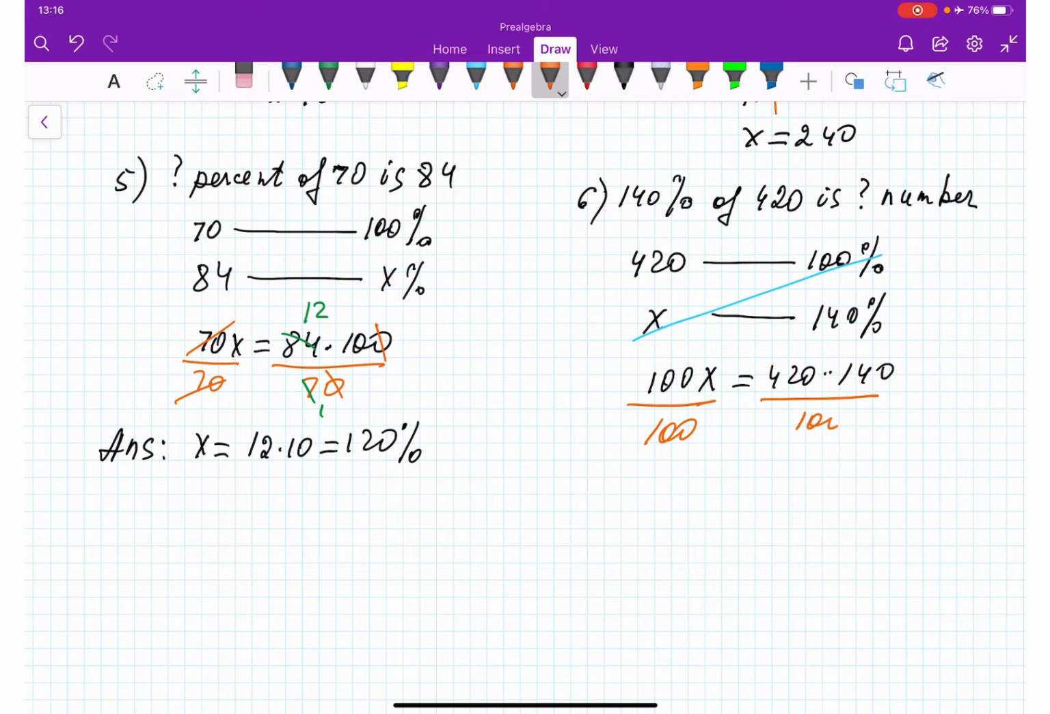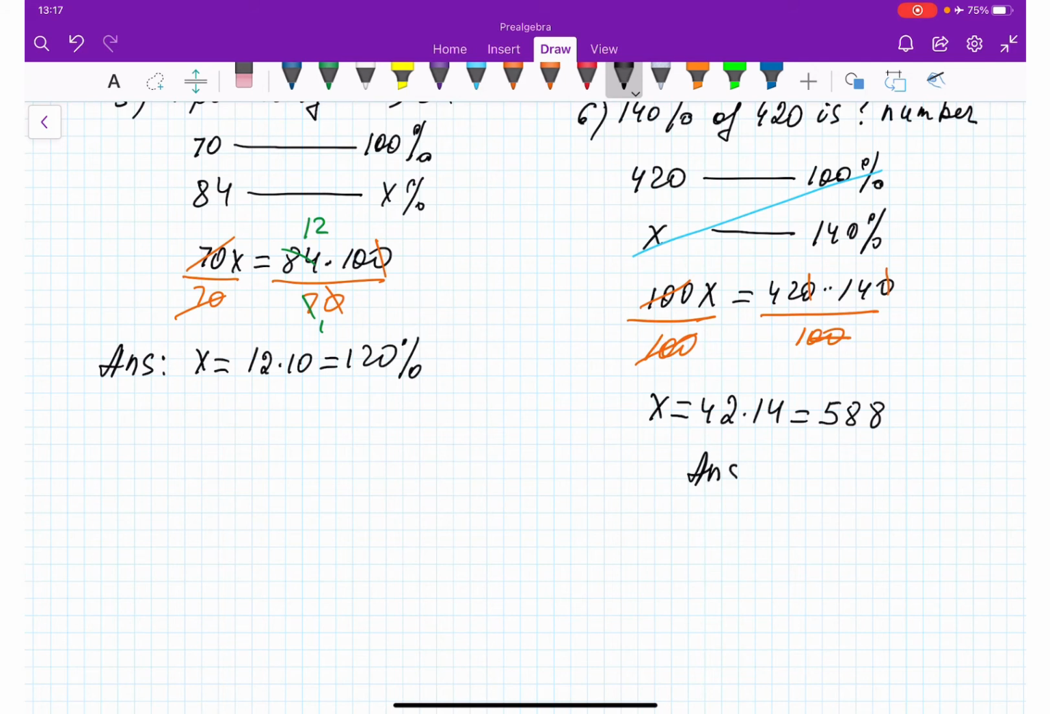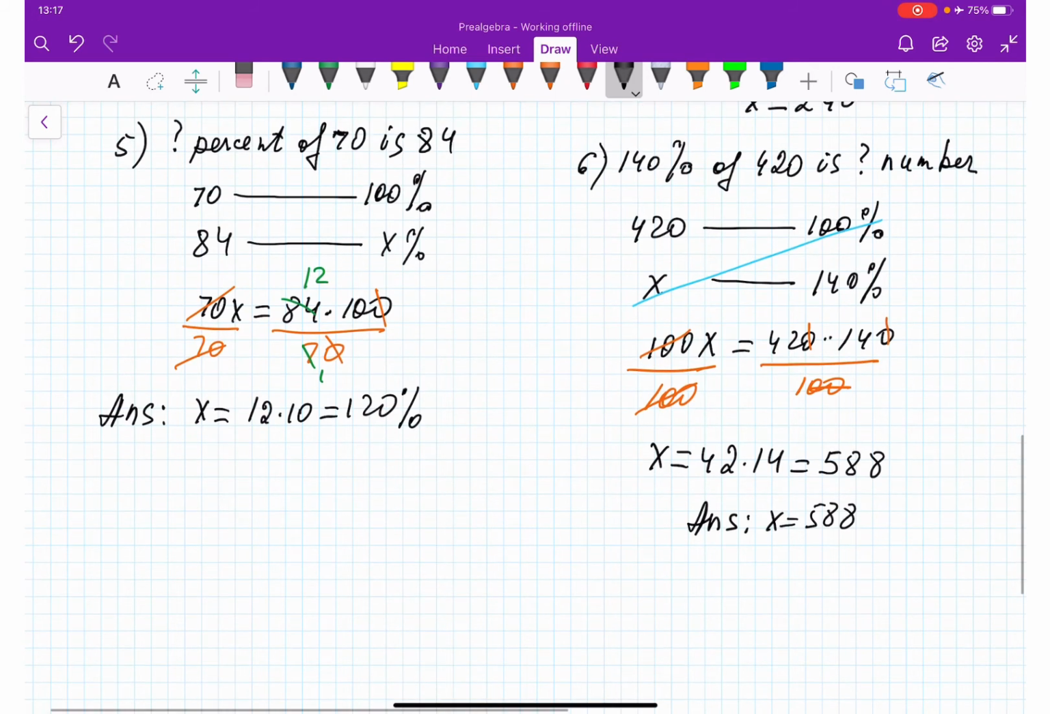Dividing by 100, dividing by 100, this is gone. So 420, 1 0 and then another 0, and I'm canceling with these two zeros. So that's it, we are done. And X is equal to 42 times 14, and that is going to be 588. X is equal to 588. And indeed, if 420 is 100%, then 140% is going to be much more than 420, right? Okay, question number 7.